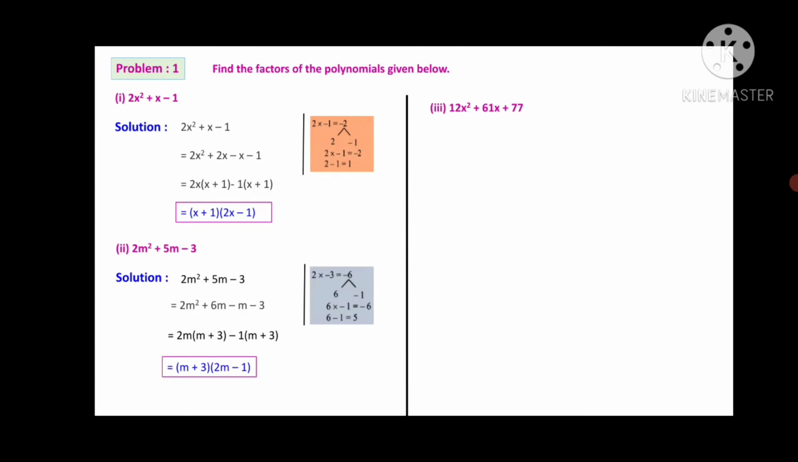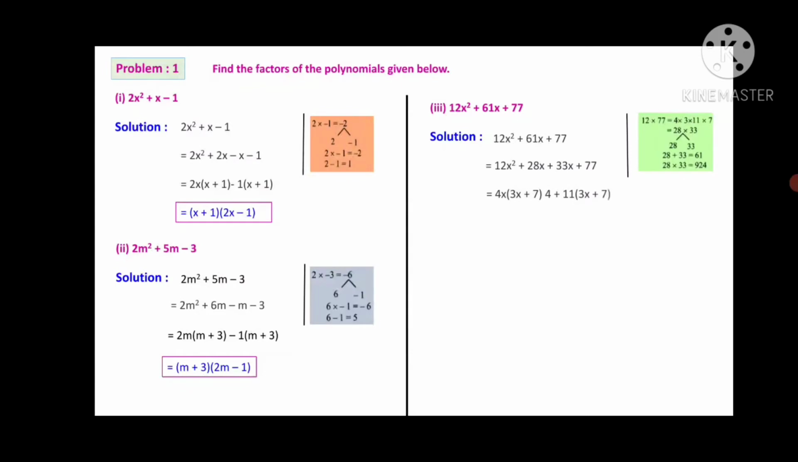12x square, the product here, we are getting the factors as 28 and 33. So we can write this as 12x square plus 28x plus 33x plus 77. In the first two terms 4x is common and what is left in the bracket is 3x plus 7, and in the next two terms 11 is common with 3x plus 7 in another bracket. So what you get is 3x plus 7 in one bracket and in another bracket there will be 4x plus 11.